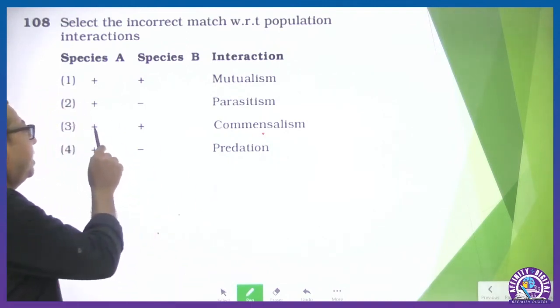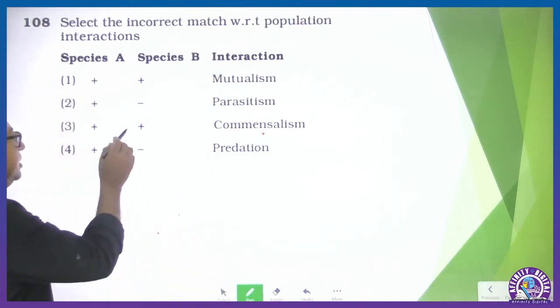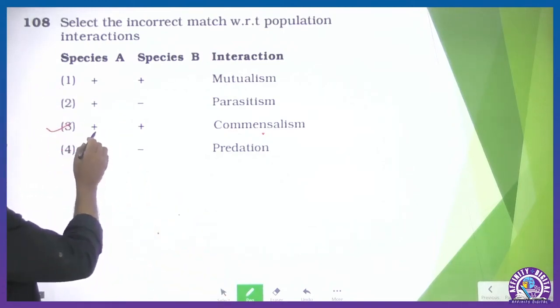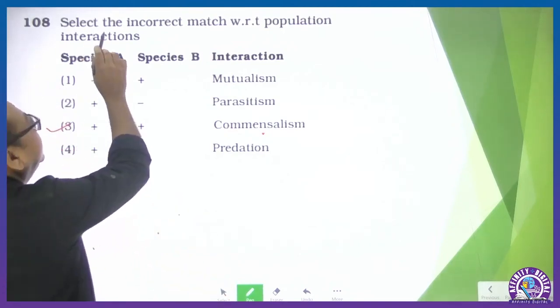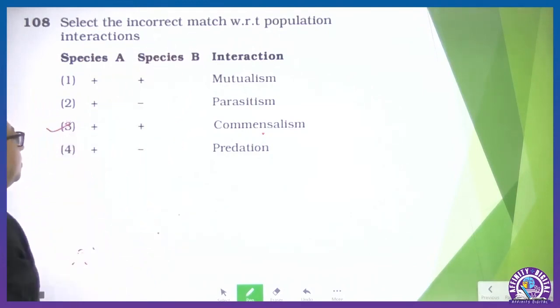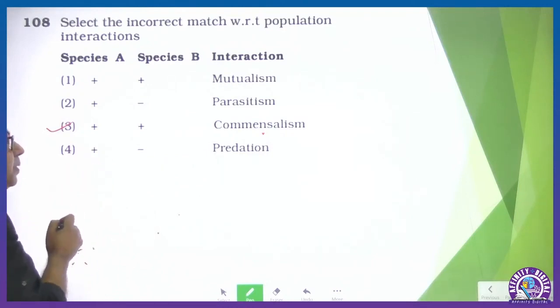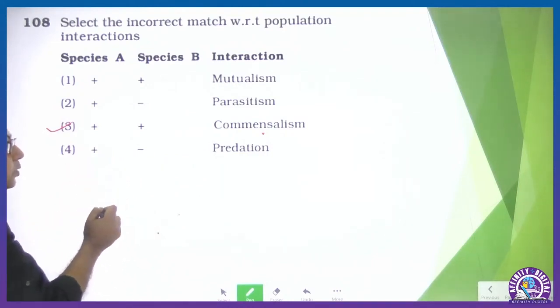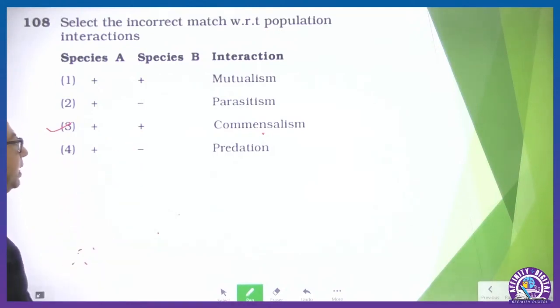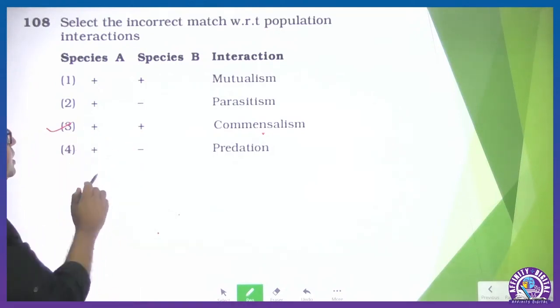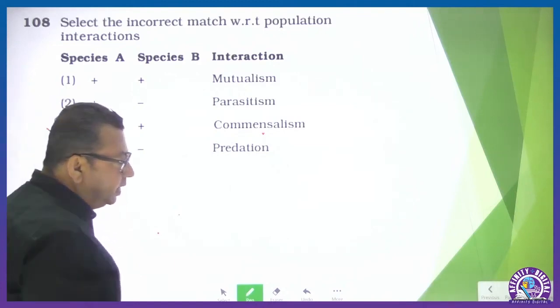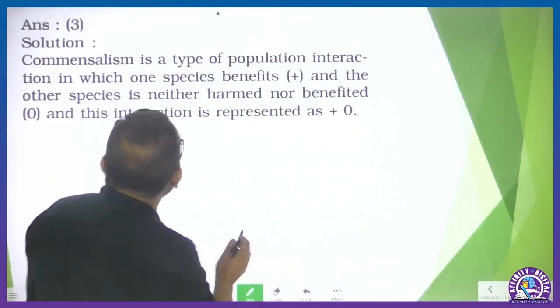Benefited. Yahan pe kya hona chahiye? Plus zero hona chahiye. Lekin yahan pe kya diya? Plus plus. Isliye incorrect match kaun sa hai? Option number 3. Predation mein bhi predator benefited hai, isliye plus. Aur jisko khate hai predator uska harm hota hai, to matlab kya? Minus. So answer for this particular question will be option number 3. So iska solution ye hai.